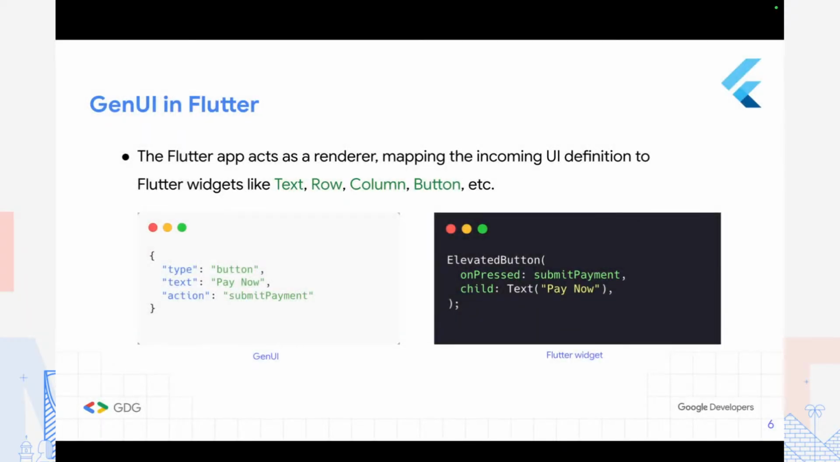Now let's understand it with an example. Let's say I'm giving a prompt to my generative UI: create a button with the text "Pay now" and an action or an on pressed functionality to be "Submit payment." So this is going to be rendered as the JSON that is being shown here. It will say that the type is button, text is pay now, as I had prescribed, and the action or the on pressed element here is going to be submit payment.